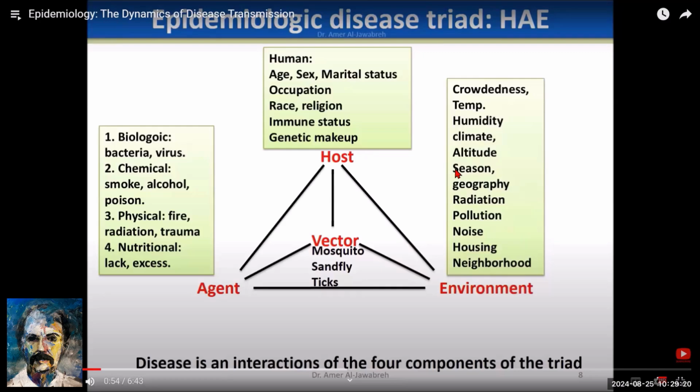Needle prick, finger prick by needle. Maybe the patient has AIDS or has hepatitis B disease. If you get a finger prick and don't care and you are not vaccinated, then you get the disease. So a vector can be something living and even something inanimate. I mean, it can be fomites. Okay.